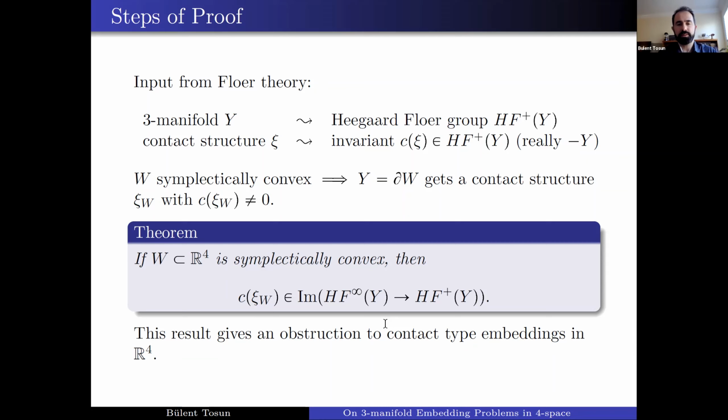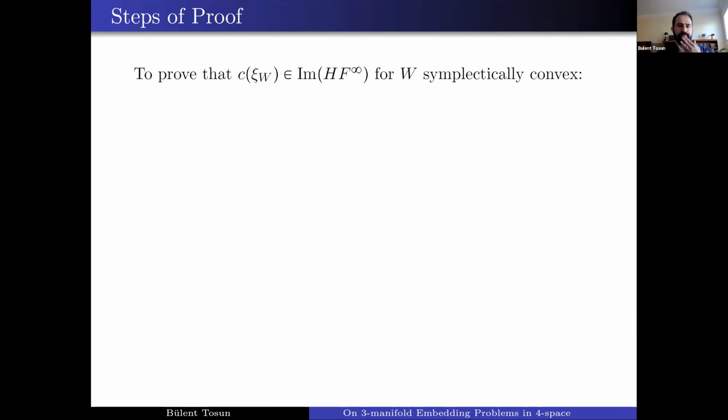So if we prove that for the three-manifold at hand, the contact class coming from this hypothetical contact structure from the symplectic convex filling is indeed non-zero in the reduced homology, then that symplectic convex filling cannot exist. So let's see how this proof goes.